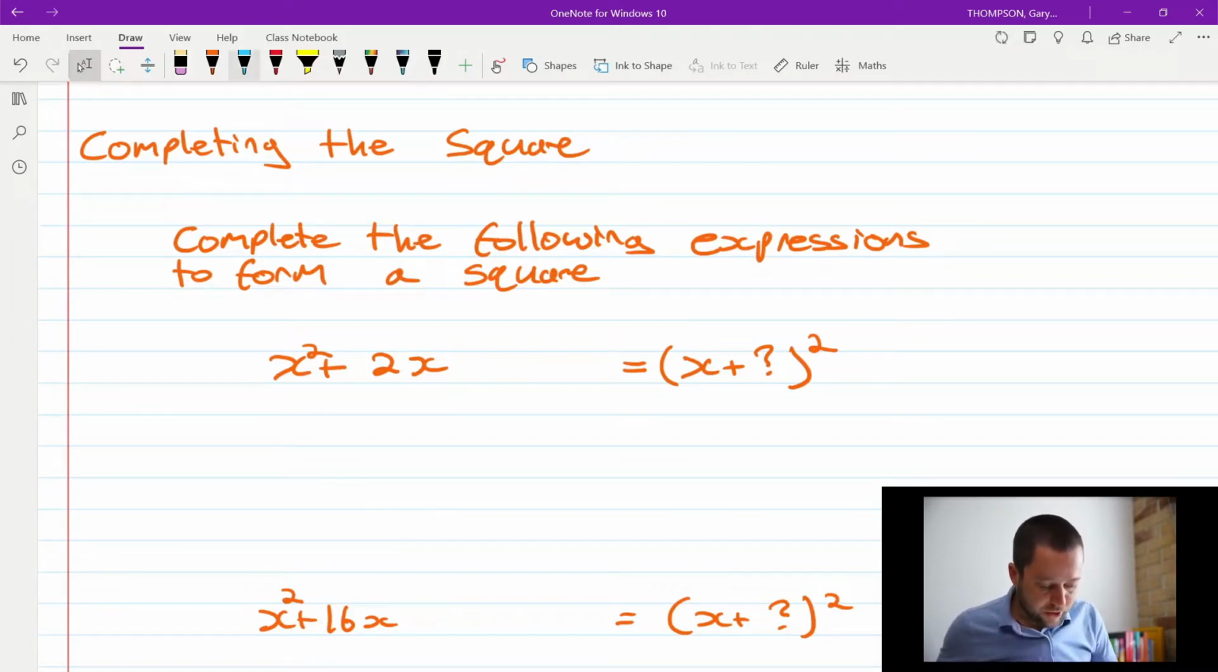So let me talk through the very first example. It's going to be a much simpler example.